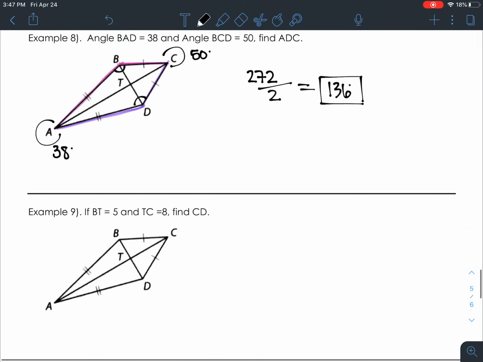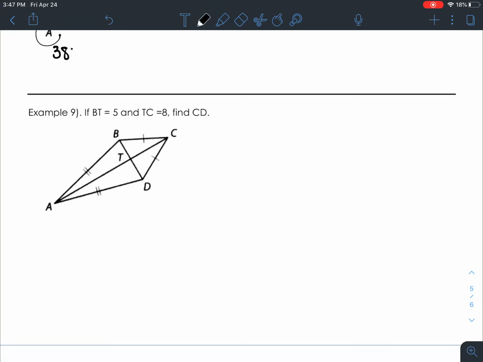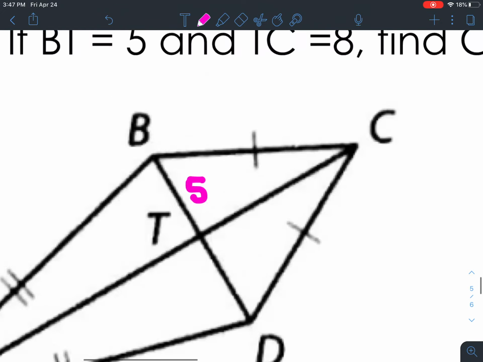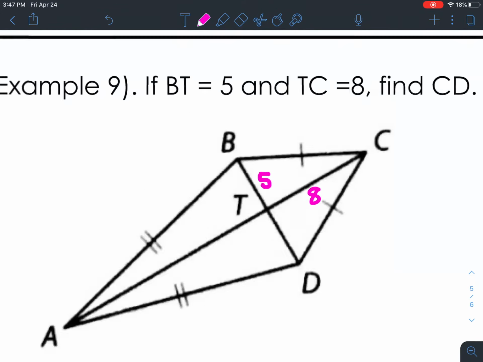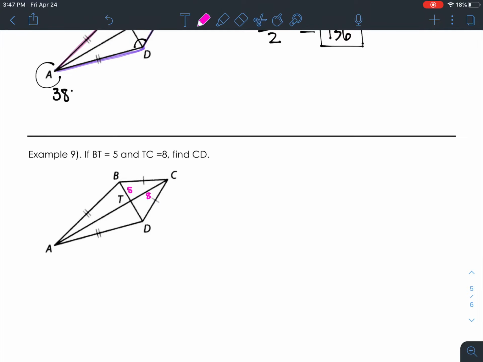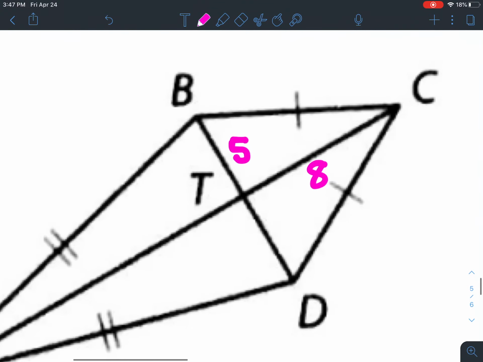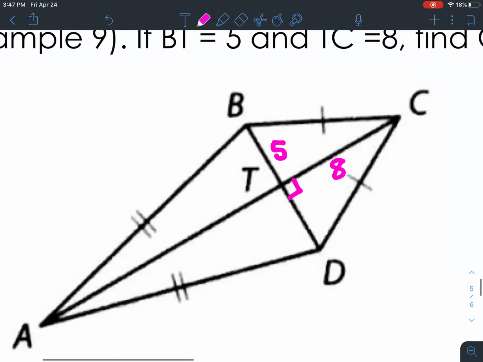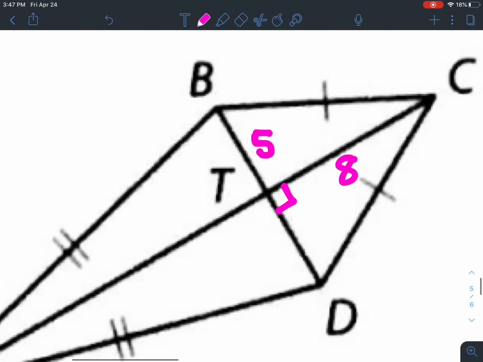All right. Last one, example 9, says BT is 5. Okay. TC is 8. And what we need to find is CD. Okay. So a couple things here. We know that these diagonals are perpendicular, so that's a right angle, but we also know that the longer one bisects the shorter one. So if this is 5, this is also 5.